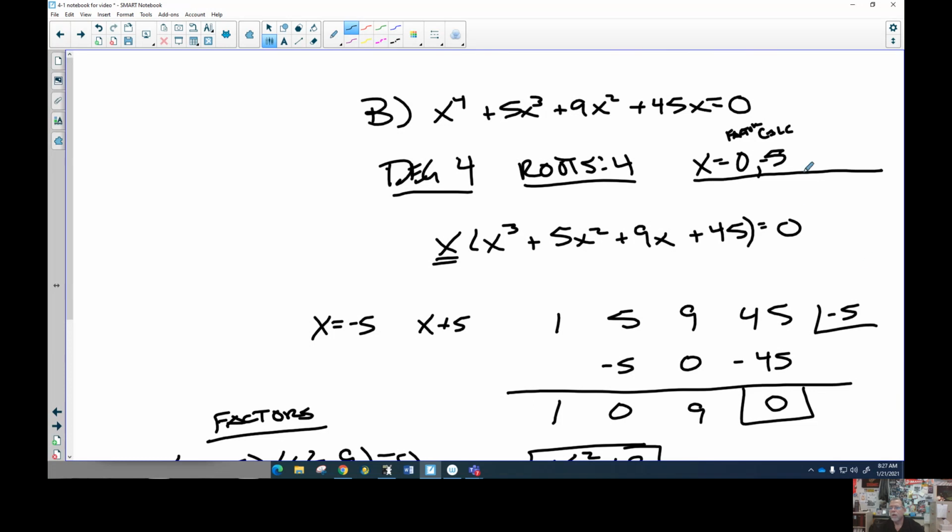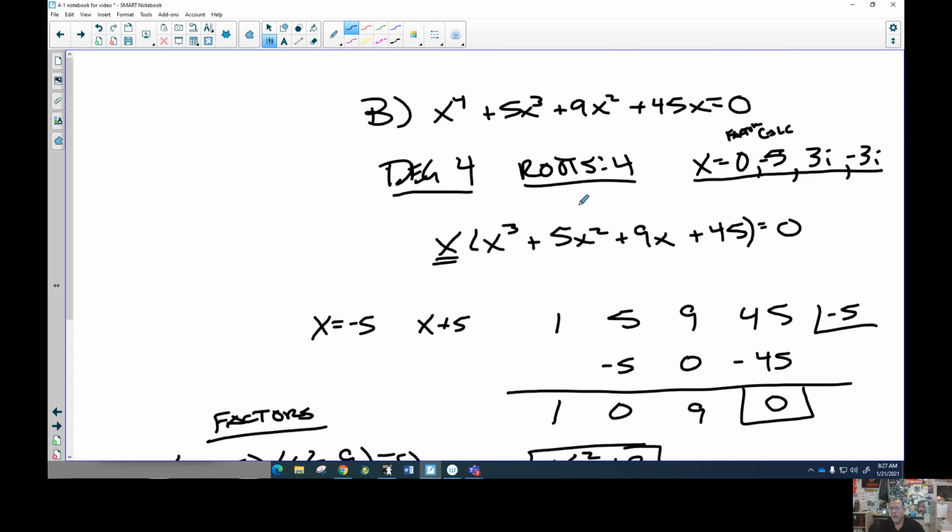And you don't have to write it as 3i and negative 3i. I am doing that just so you can see there are 4 roots as we expected. And 2 of them are complex, 2 are real. And we've got our solutions.